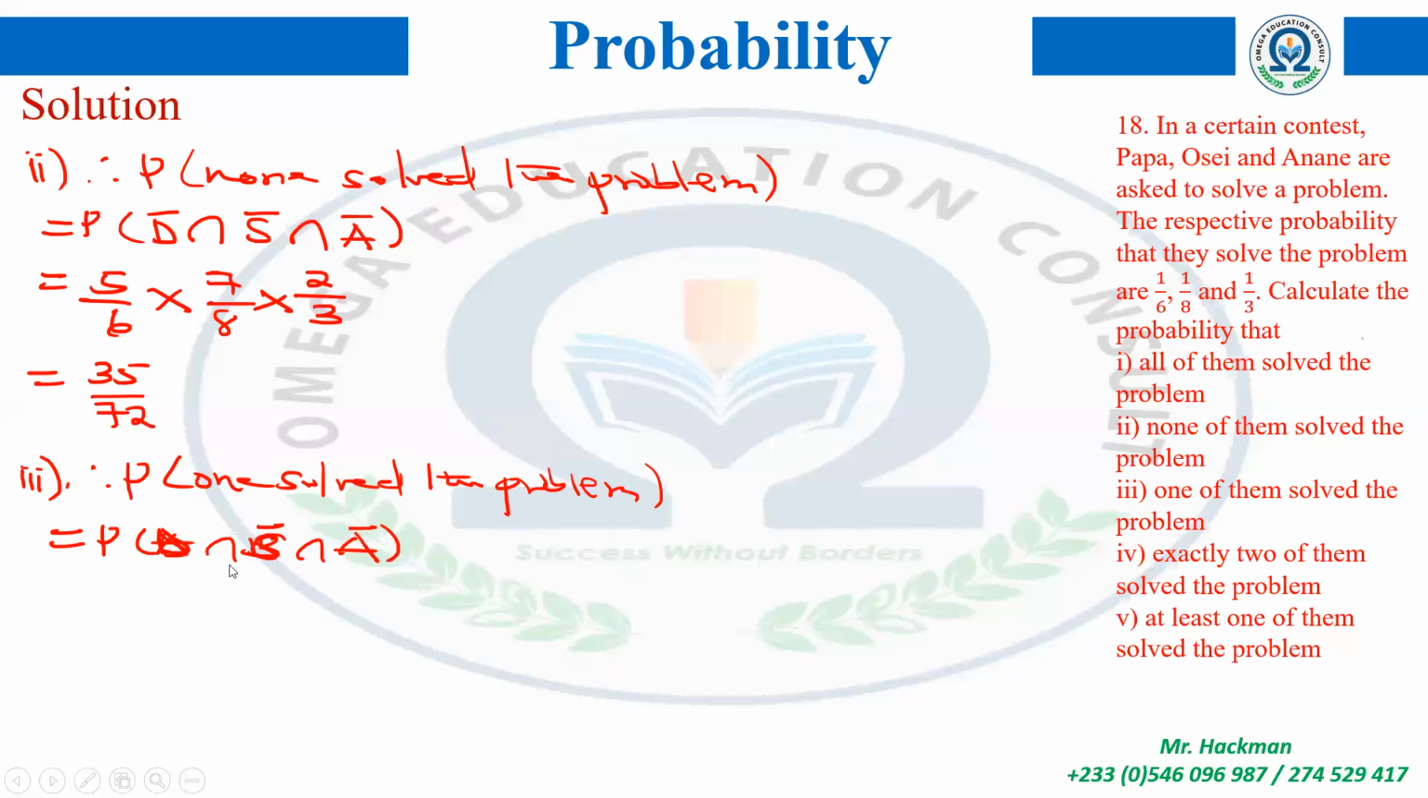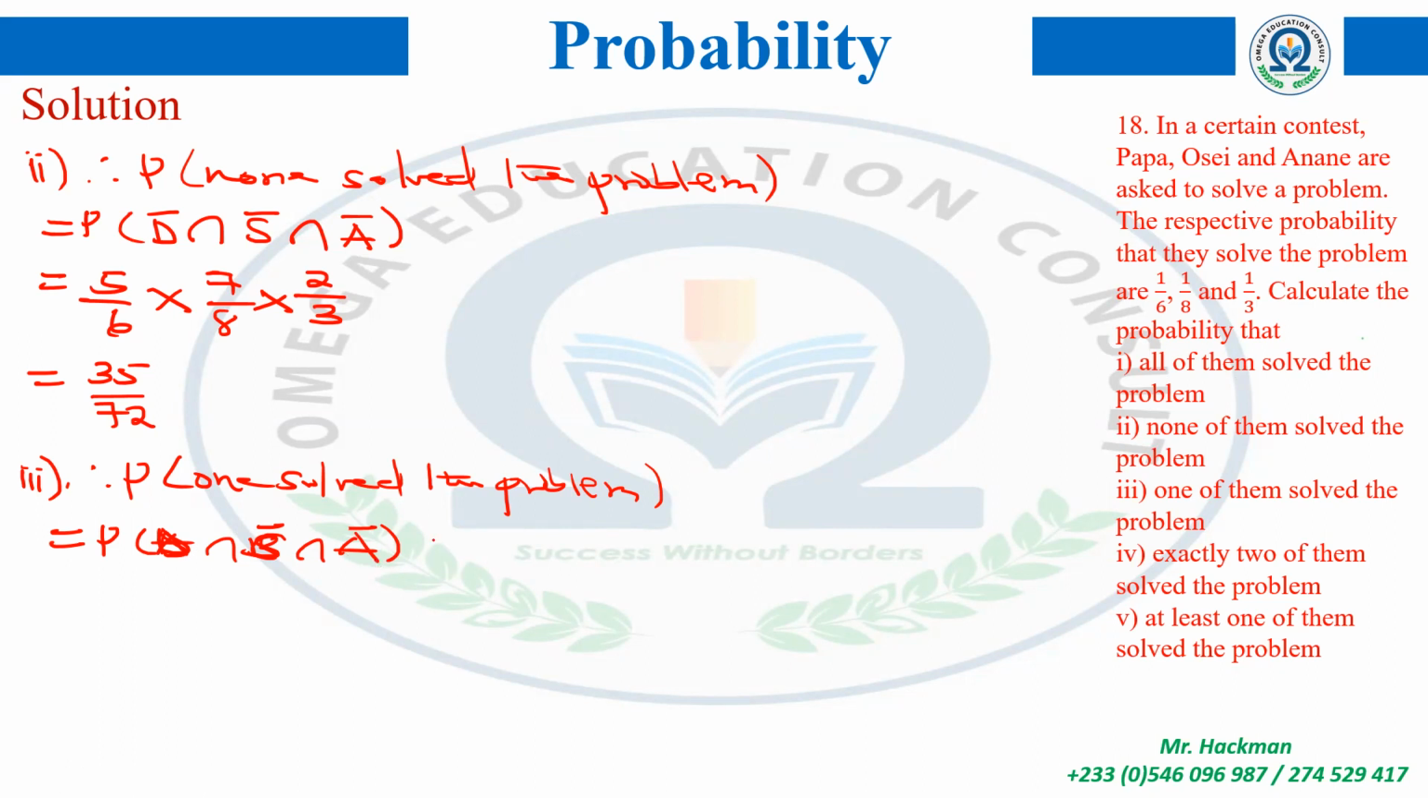So the same thing here. Here you have only one of them solving. The one that you are saying in your first possibility is able to solve shouldn't have a complement on it. So here we are assuming one possibility, which is Papa able to solve, but the other two are not able to solve. In that case, the two should have the complement. Papa shouldn't have the complement. Is it clear now? So Papa is able to solve, Osei is not able to solve, and Anani is not able to solve, which is obviously one possibility.